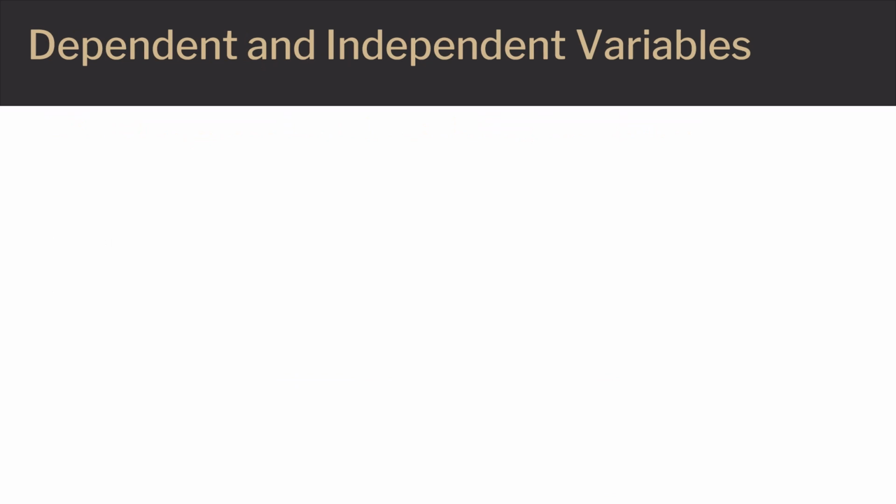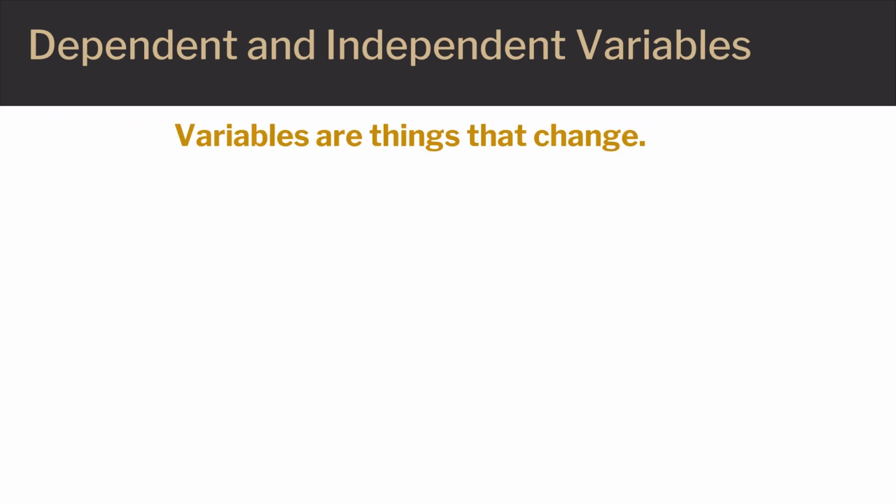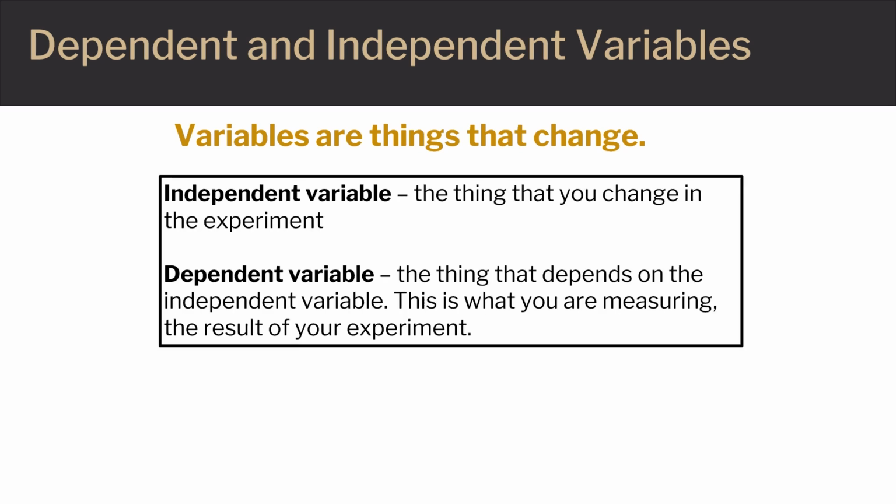When conducting experiments, we are usually looking to determine if there is a change and what caused that particular change. Therefore, it is important we have variables. Variables are things that change. When conducting research, we usually have independent and dependent variables to help us determine what changed and what triggered that change. The independent variable is what you change in the experiment, and the dependent variable is the change that you are measuring, the result of your experiment. One can think about it as cause and effect, where the independent variable is the cause and the dependent variable is what will be affected.